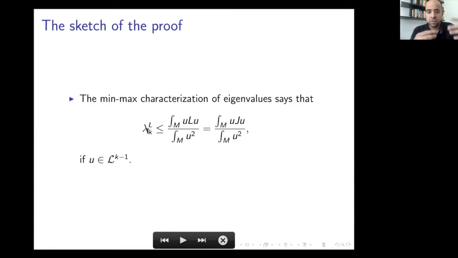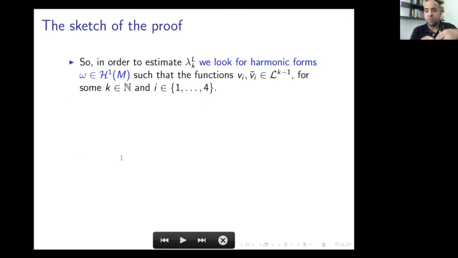If you wish to estimate the lambda k eigenvalue, we need to have our test functions in this space L k, right? So we look for harmonic forms omega such that the corresponding test functions Vi and Vi bar lie in the space L k minus one, for some k, and for i from 1 to 4 if you are in the sphere, or 1 to 3 if you are in the case of the Euclidean 3-space.